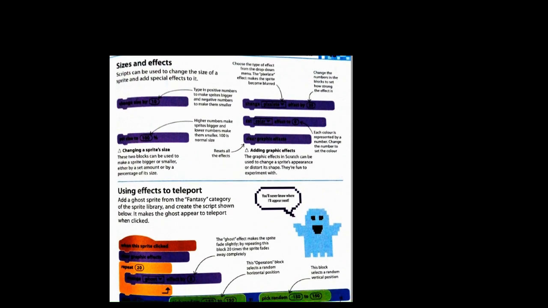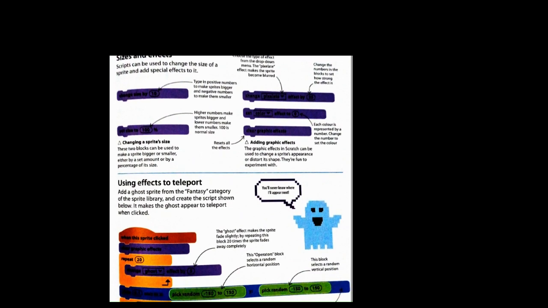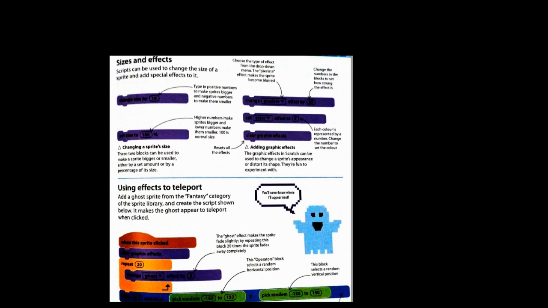Sizes and effects. Scripts can be used to change the size of a sprite and add special effects to it. Type in positive numbers to make sprites bigger and negative numbers to make them smaller. Higher numbers make sprites bigger and lower numbers make them smaller. 100 is the normal size. Changing a sprite's size. These two blocks can be used to make a sprite bigger or smaller, either by a set amount or by a percentage of its size.